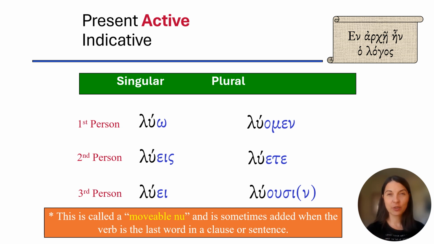And that little nu at the end of the third person plural that's in the parentheses, sometimes you see it, sometimes you don't. This is called a movable nu. It's sometimes added in the sentence when the verb is the last word in a clause. It's just a euphonic way that the Greeks like to put an ending on the word.